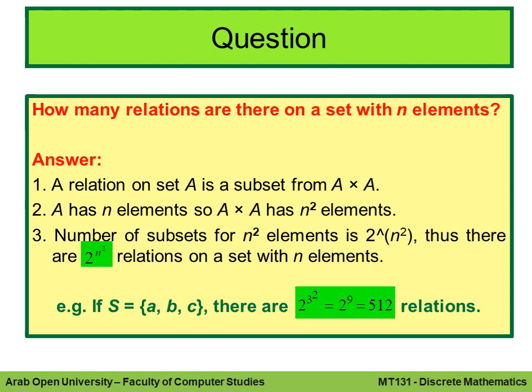The number of subsets of A times A, since it has n squared elements, is 2 raised to the power n squared. So there are 2 raised to the power n squared relations on a set with n elements. Here is an example. If S has letters A, B, C, so n is equal to 3, then the number of relations on S is 2 raised to the power 3 squared, that is 2 to the 9, or 512 relations.